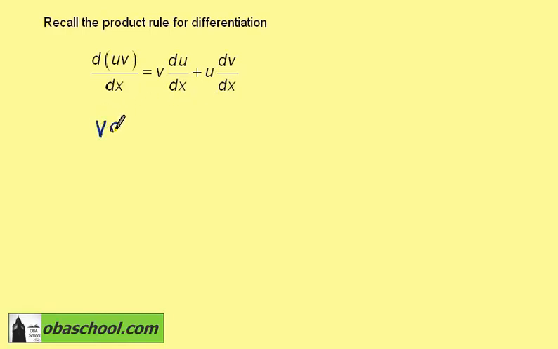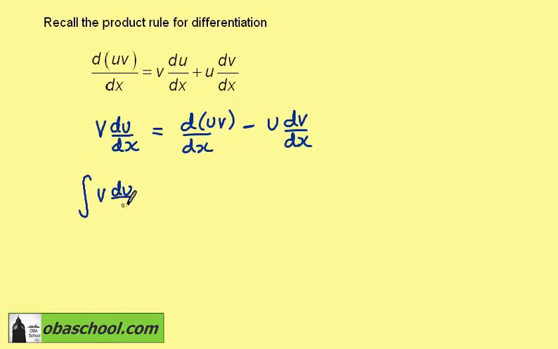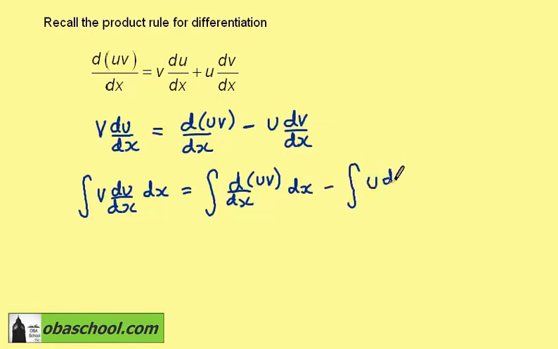If we rearrange this to give us v du/dx is equal to the differential of uv with respect to x, take away u times dv/dx, and then we integrate both sides, we get that the integral of v du/dx with respect to x is equal to the integral of the differential of uv with respect to x, then integrated with respect to x, take away the integral of u dv/dx with respect to x.